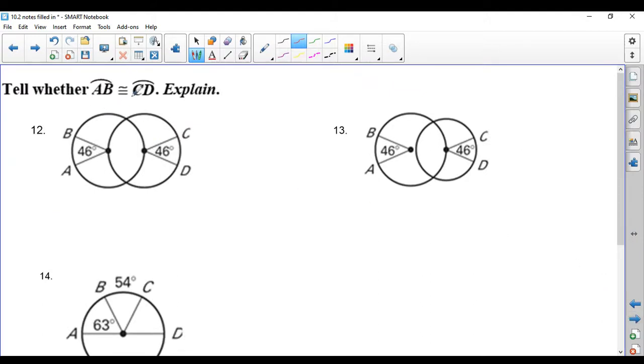So if we look at these diagrams, we want to check, is arc AB equal to arc CD? They have the same measure, so that part's good. The question is, are they in the same circle or congruent circles? In this case, this length is the radius of both circles. So they are in congruent circles and they have equal measures. Yes, they are congruent. Over here, we can see that the radius of one circle is shorter than the radius of the other circle, so they are not congruent arcs.